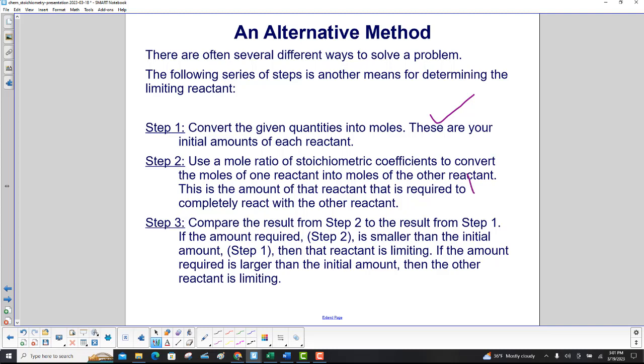Step 3. Compare the result from step 2 to the result from step 1. If the amount required, that is step 2, is smaller than the initial amount, step 1, then that reactant is limiting. If the amount required is larger than the initial amount, then the other reactant is limiting.